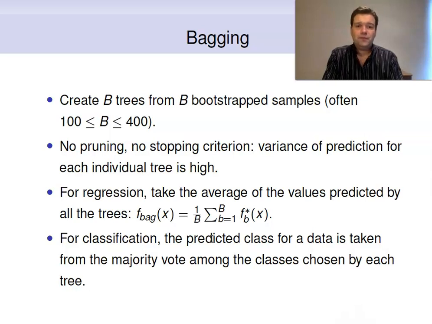of the value of the output for a given input x, and it is obtained by averaging all the predicted values for every tree, f star b of x. This is the predicted value for x by the tree constructed with the bth bootstrap sample.